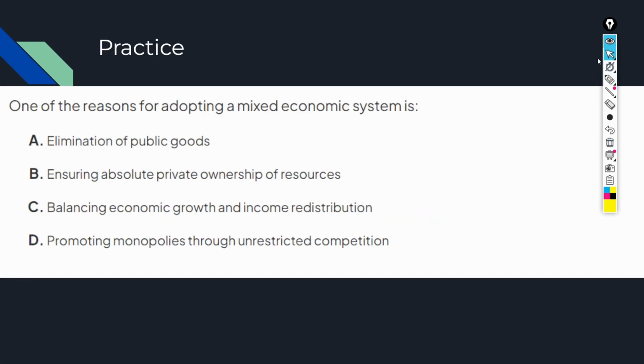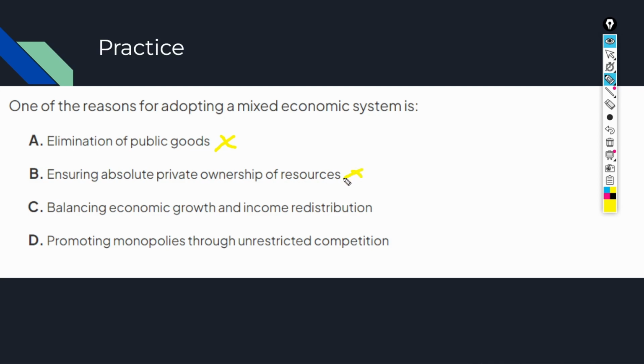And finally, the last question. What are the reasons for adopting a mixed economic system? Again, it's not elimination of public goods, so governments are still interfering. It can't be that. It cannot be ensuring absolute private ownership of this. This is because it's a mixed economy. Government's still going to contribute, so it can't be that.